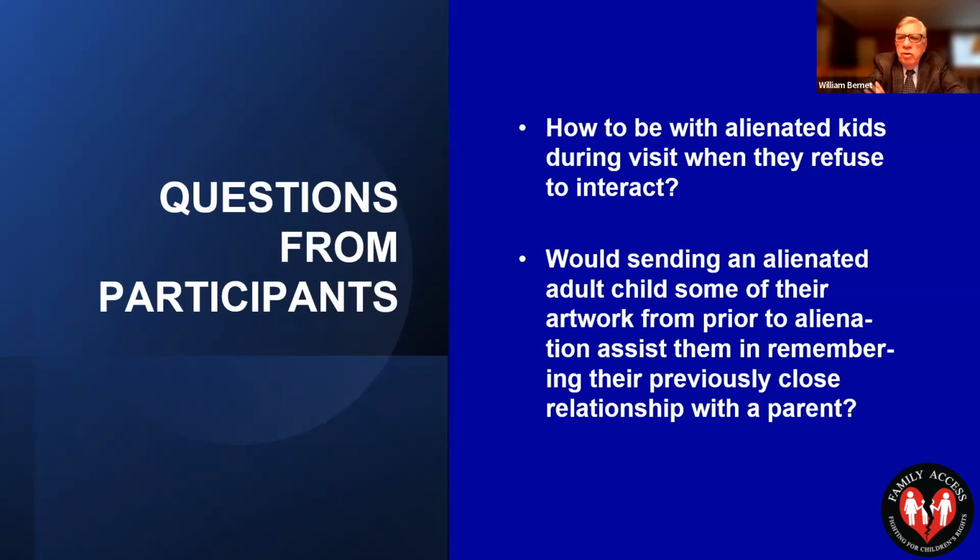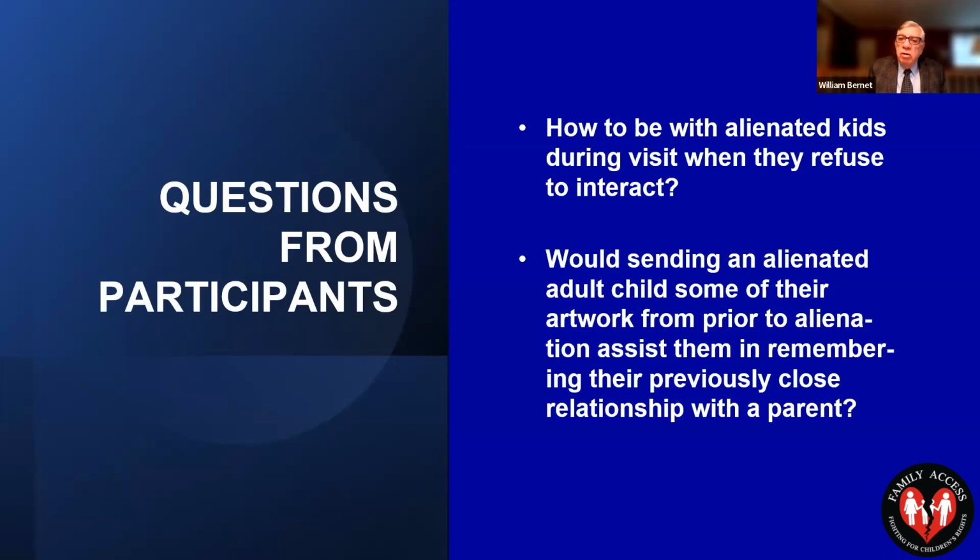I'm sure there are other strategies, but those are the general principles. Somebody wrote in a question specifically about artwork: would sending an alienated adult child some of their artwork from prior to alienation help them remember their previously close relationship? Well, that's an idea, and it might work if you have them. If you do send it, send it in a very neutral way. Say, "Oh, Jimmy, look at this. I happened to come across something you drew when you were 10 years old. It's so sweet. It made me think of you, and you might want to look at this." In other words, don't get into an argument over it, just send it in a very neutral way.